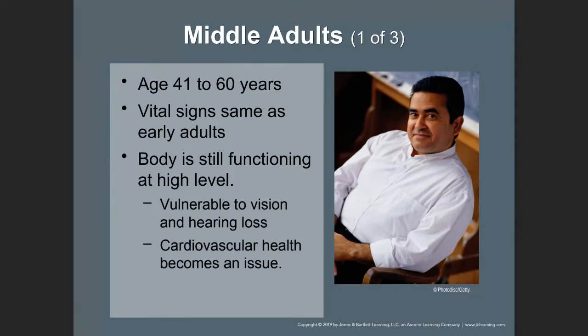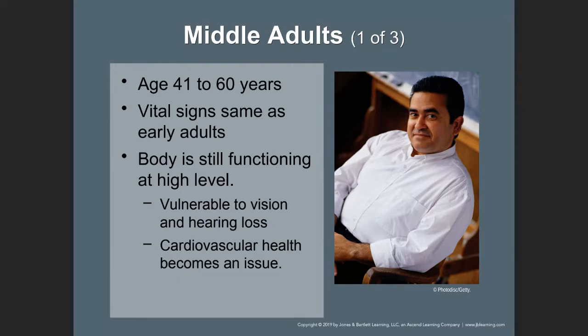Now, the middle adult stage of development. This is age 41 to 60 years of age. Vital signs are the same as early adults. The body is still functioning at a high level. They are vulnerable to issues with their vision and hearing loss. It is recommended that at age 40, a medical is done every year. Below age 40, every 2 years.